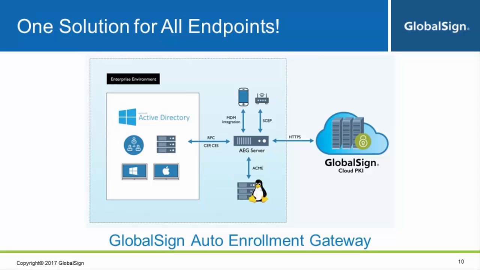So this is what it looks like. On the left-hand side, you have your environment. AEG is somewhere in the middle. That's basically a connector, and it can be deployed on a desktop-grade machine. You don't really have to have a very high-grade server for that. And then it connects to various different devices.